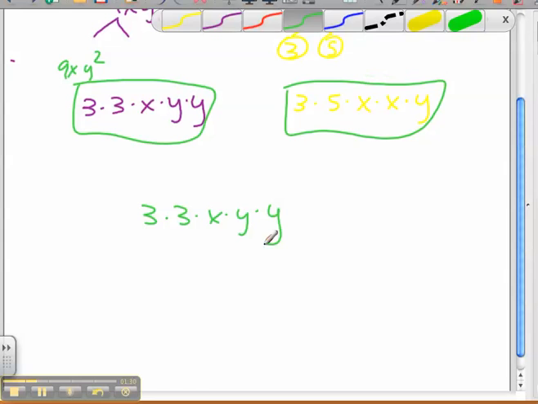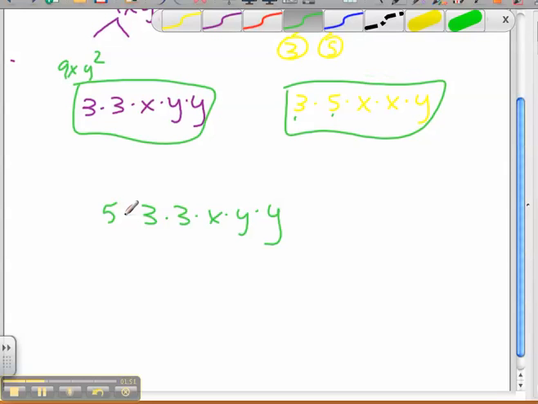Now, let's look at the other number. I need a 3. Do I have a 3? Okay, so I don't need to add another one. I've already got a 3. But I also need a 5. Do I need a 5 down in the least common multiple? Do I have a 5 there yet? I don't, so I need one. Okay, so I'm just going to put a 5 down there. So now I can make the 15.